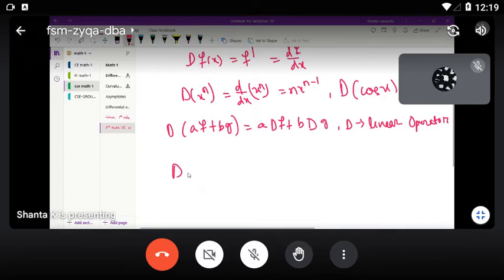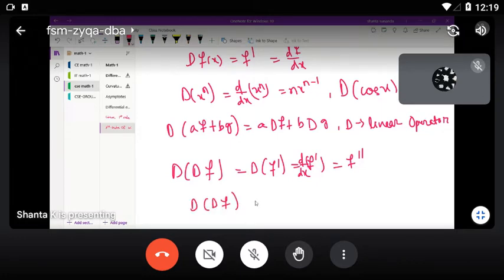Now you can write it this way. This one will be the derivative of f dash, so this will be the second order derivative d by dx of f dash. So it will be f double dash. This we use for the second order derivative. We used to write D power 2 for this. So this D power 2 is the second order derivative.